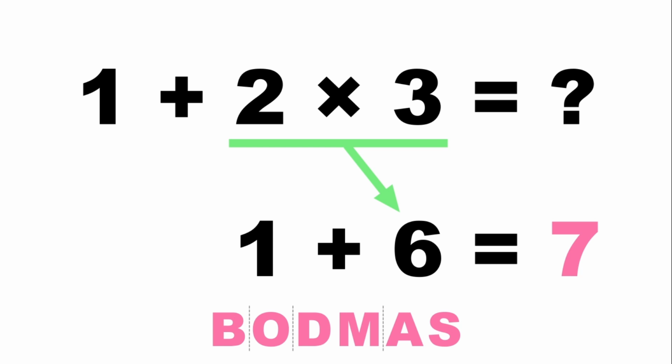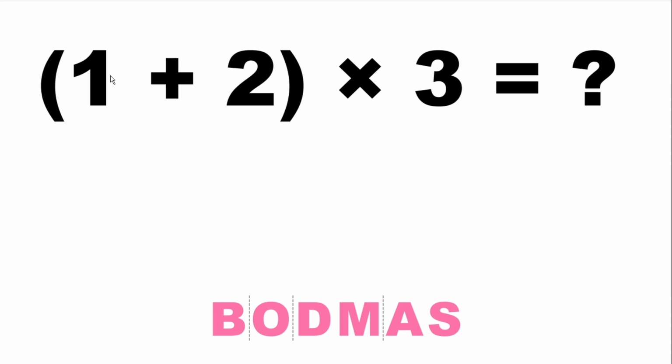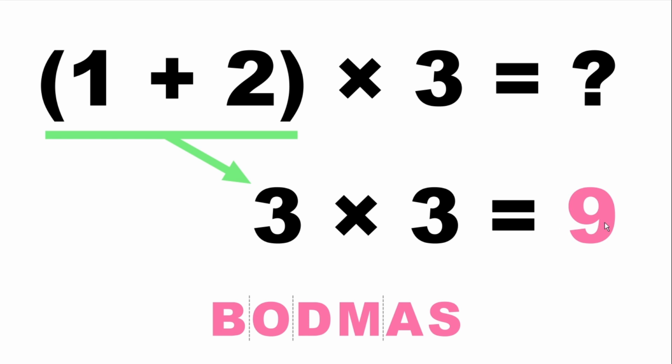Let's have a look at another example. So 1 plus 2, all in brackets, times 3 equals something. So let's consult BODMAS. We've got B for brackets first. Yes, there is a set of brackets here, so we have to do the stuff inside the brackets first. So that would be 1 plus 2 is 3, so then you'd end up with 3 times 3, and the answer would be 9.